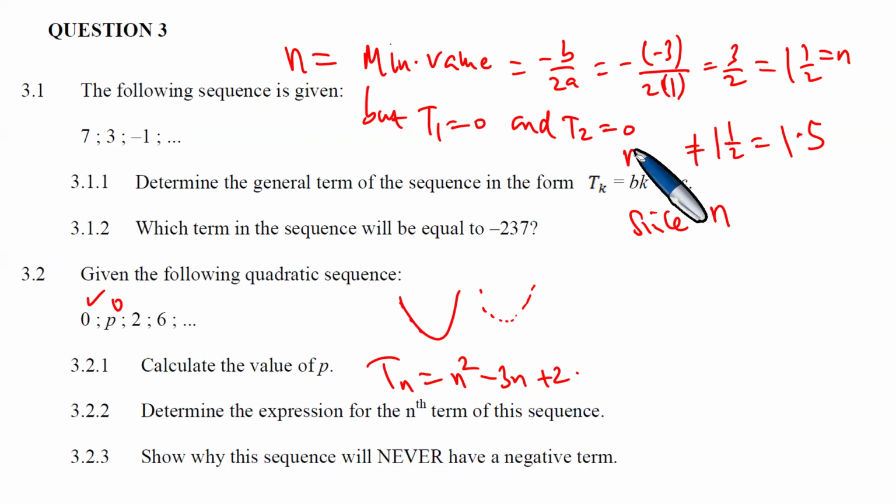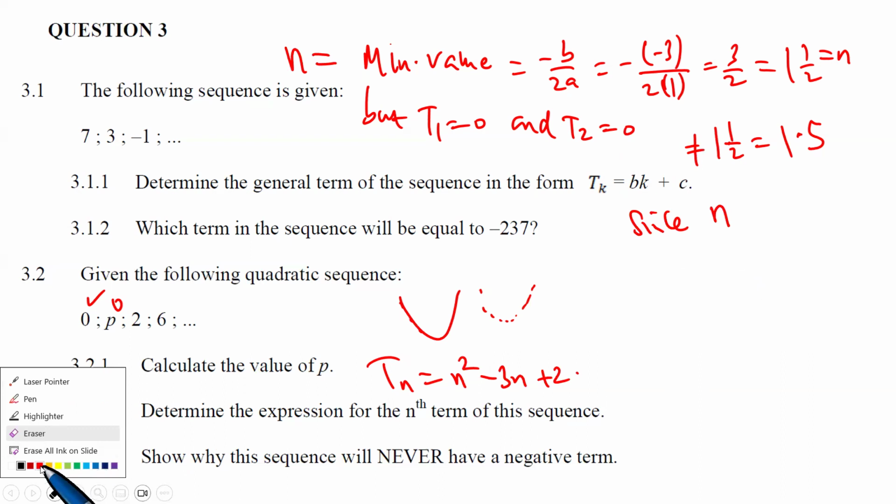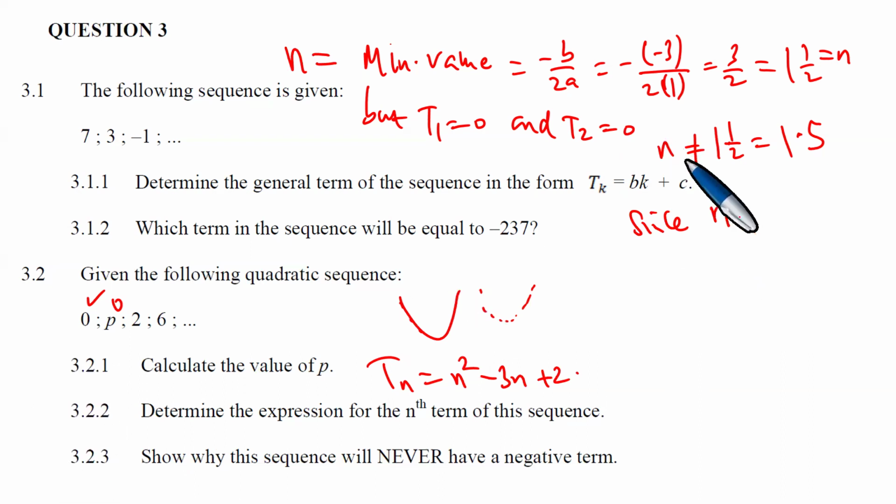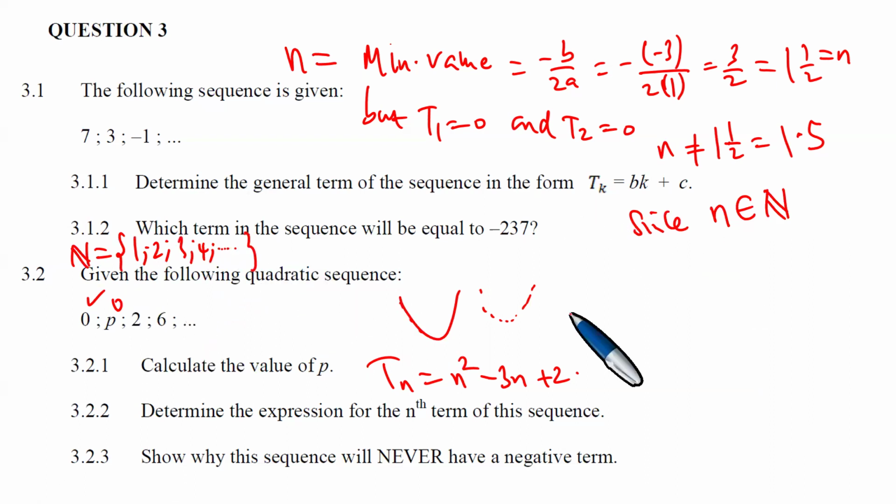Right, you can just say n is not equal to 1.5. Why is n not equal to 1.5? Since n is a natural number, and natural numbers do not contain 1.5. The set of natural numbers, for those who forgot primary school, are 1, 2, 3, 4, and so on. These are natural numbers, in which case 1.5 is not a natural number because it's a decimal.